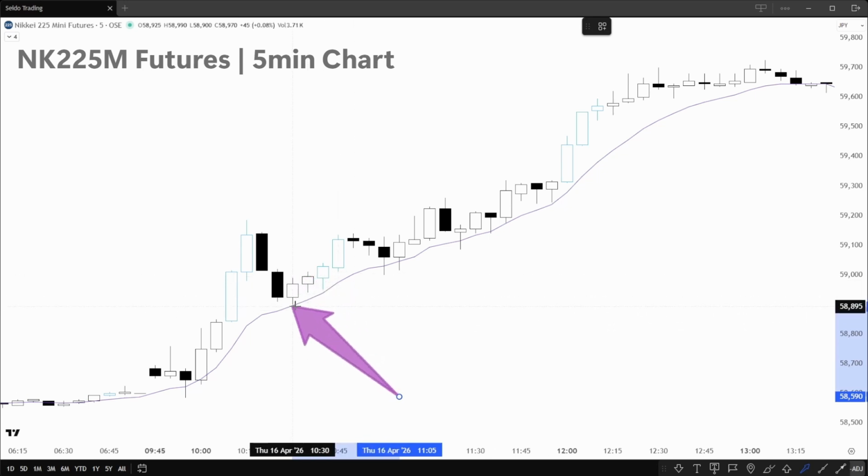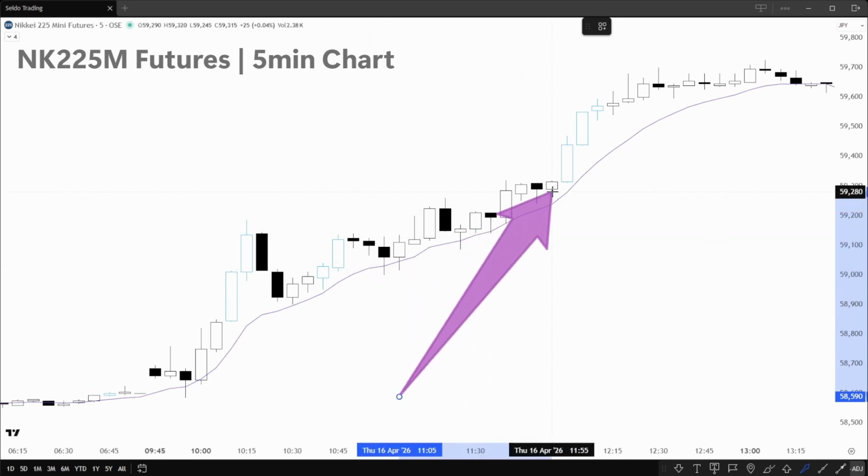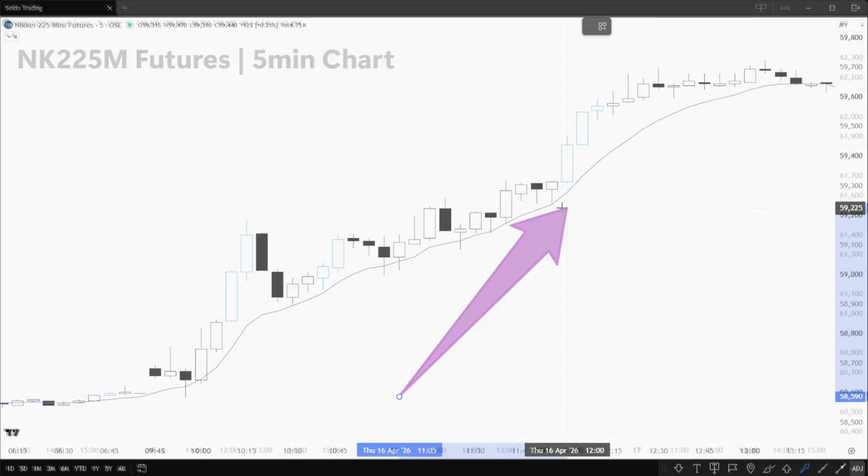Again, price then produced another momentum push as indicated by the blue candlesticks, giving traders another opportunity to buy as it pulled back into the EMA. All through here, it lacks strong momentum. When momentum does show up again, it's indicated with the Seido Trading indicator with these blue bars.